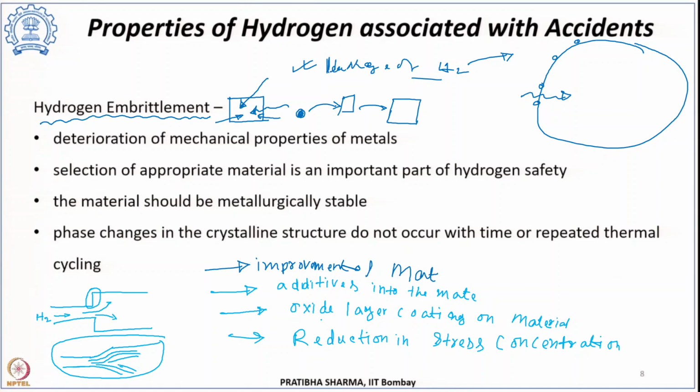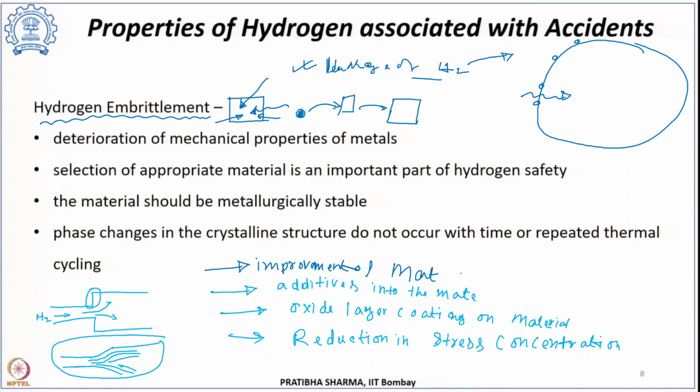And it is very easy: the oxide layer coating on the material can resist hydrogen penetration or hydrogen absorption into the material, so there will be no hydrogen embrittlement in the material, and we can avoid the failure.